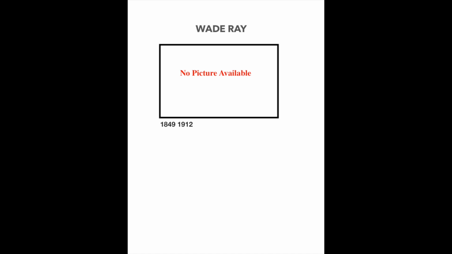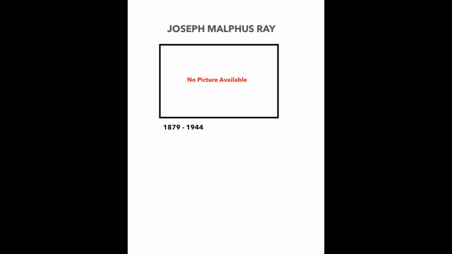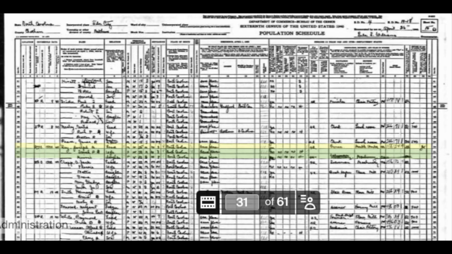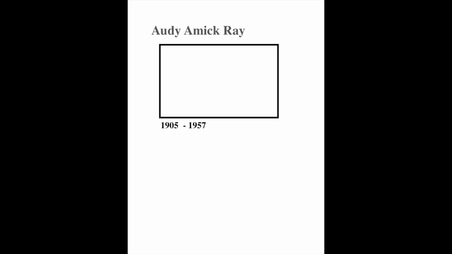Wade Hampton Ray and his wife, Caroline, had one son named George, who was married to Emily Campbell Ray. Here's a picture of his gravestone. George and Emily had a son named Joseph Malthus Ray, who was born December 18, 1879. Here's a picture of his 1920 census record. Joseph married Sarah F. Bryant, who died in 1963. They had a son, Audie Amick Ray, who I remember my mother talking about.